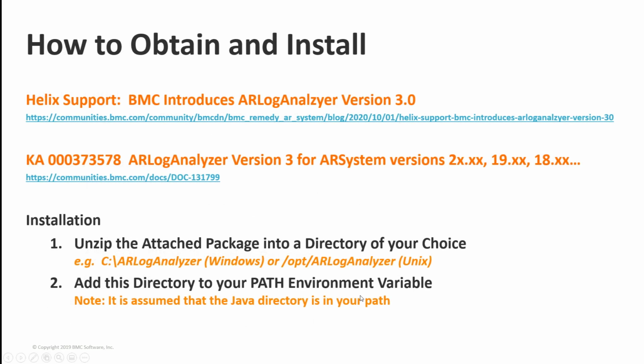Now let's look at how to obtain and install the utility. The utility was announced on the BMC communities in a blog entitled BMC Introduces AR Log Analyzer version 3.0. So you might want to look up that article and read it. And that article points to a knowledge article 373578 that includes the detailed instructions as well as an attachment that includes the utility itself. In installation, really it comes down to one simple step, which is unzip the file that you got from the knowledge article.